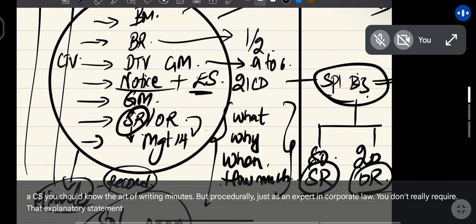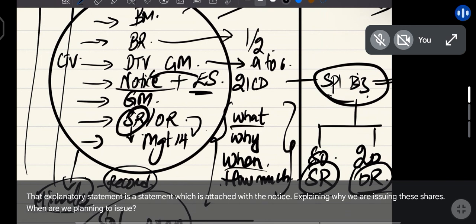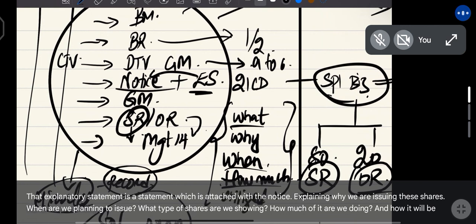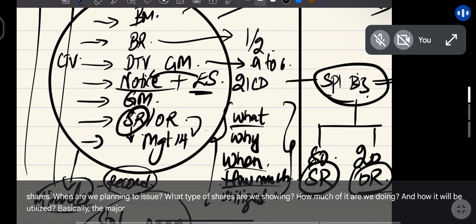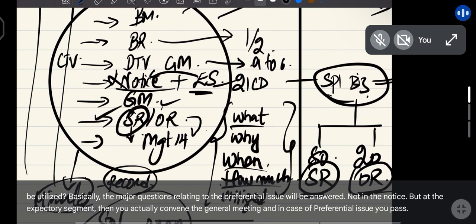Explanatory statement is a statement attached with the notice, explaining why we are issuing these shares, when we are planning to issue, what type of shares we are issuing, how much of it we are issuing, and how it will be utilized. Basically, the major questions relating to the preferential issue will be answered not in the notice, but in the explanatory statement. Then you actually convene the general meeting, and in case of preferential issue, you pass a special resolution.